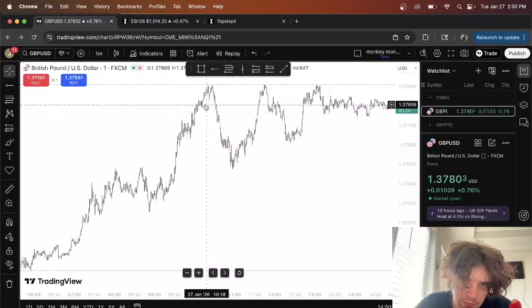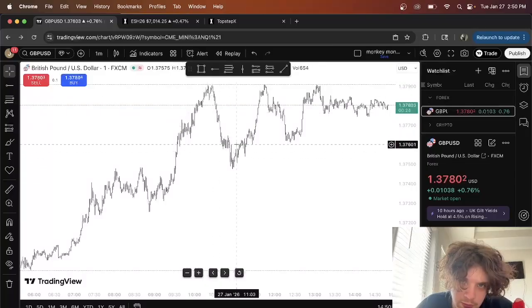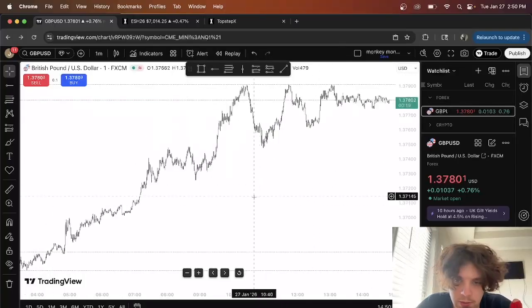Very clear uptrend. Very clear downtrend. Very clear uptrend. It just happens everywhere, and then just a little bit of consolidation period, right?